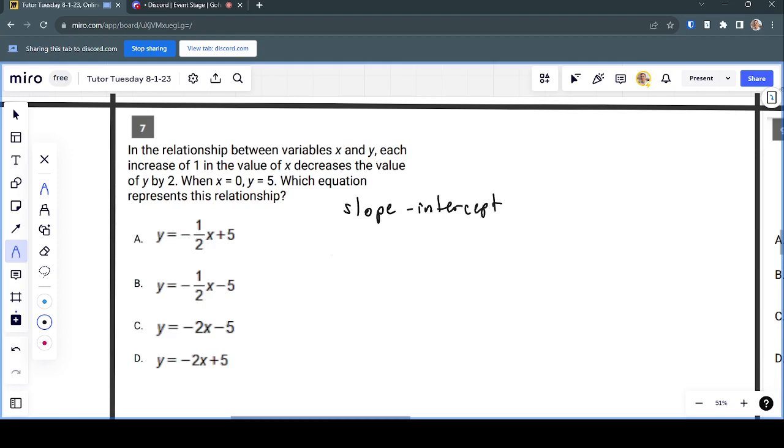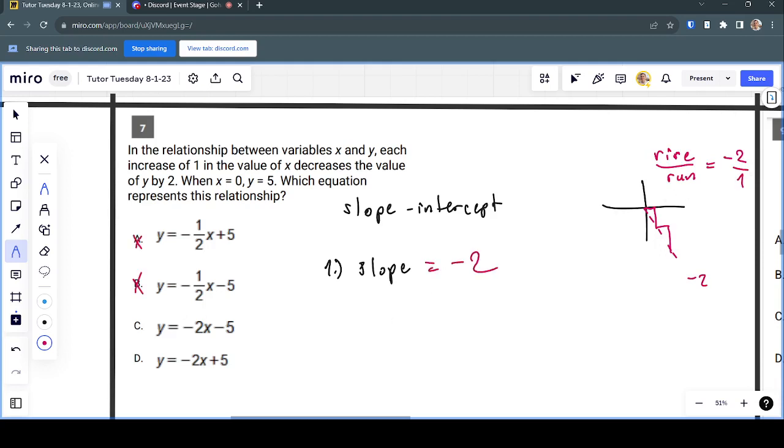And to get an equation in slope-intercept form, we just need two things, which is one, the slope. And they told us that when x goes up by 1, then y decreases by 2. So if you consider plotting this out, x going over by 1, y down by 2, this is a slope of negative 2. Or your rise over run, simply put, is you go down 2 for every 1 over. So here we know our slope is negative 2. That means we can cross off A and B.